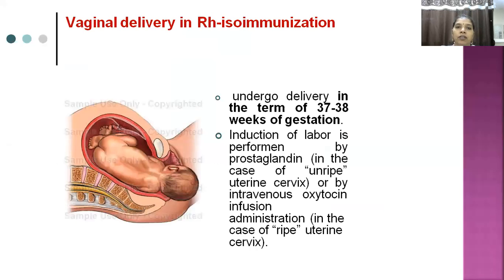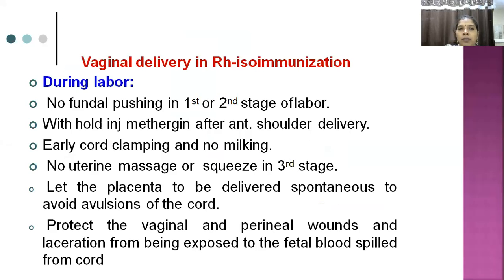Management during delivery. Vaginal delivery and ICSI immunization. Undergo delivery in the term of 37 to 38 weeks of gestation. Induction of labor is performed by prostaglandin in case of unripe uterine cervix, or by intravenous oxytocin infusion in case of ripened cervix.